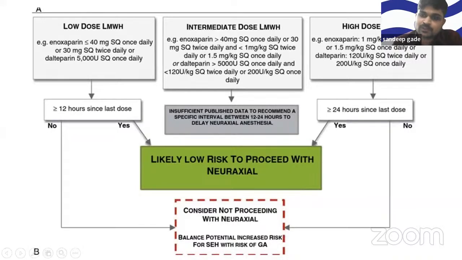And if the time duration is met, these patients are considered to be low risk for the neuraxial procedures and can be safely proceeded with the neuraxial techniques. If the time duration or the laboratory values are not in a favorable range for neuraxial techniques, then we have to go for the general anesthesia in such patients.